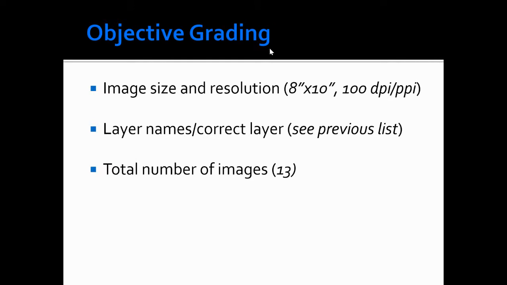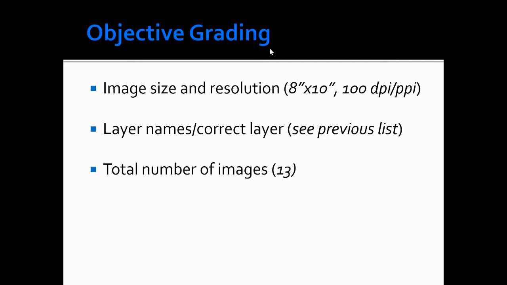As far as the objective grading, I'm going to be looking at, do you have your image size correct? Do you have your layers named correctly? And do you have the correct number of images? That's either you do or you don't. That's the objective part. And 20% of your grade will be based just on that. So that'll serve as a solid foundation if you get those right. Please make sure that you get those right. I have a video that shows you how to do that. I hate having points lost on this part right here.